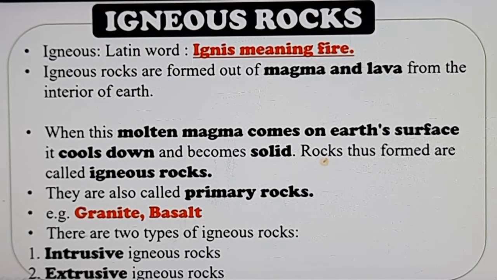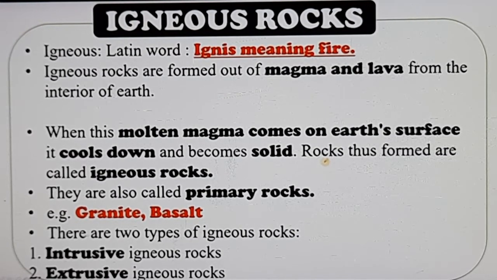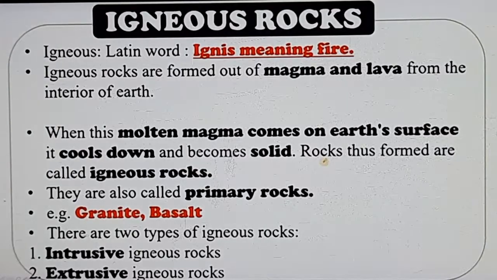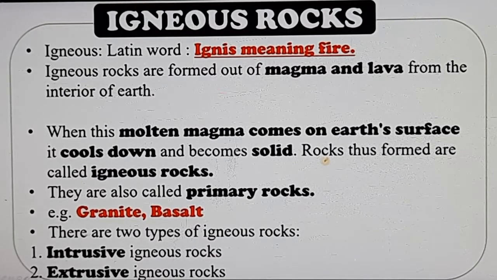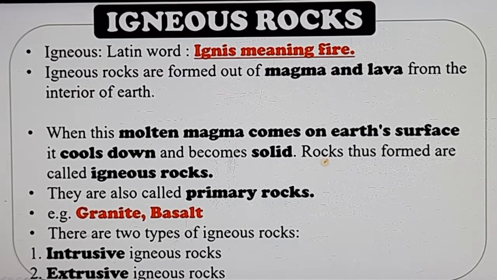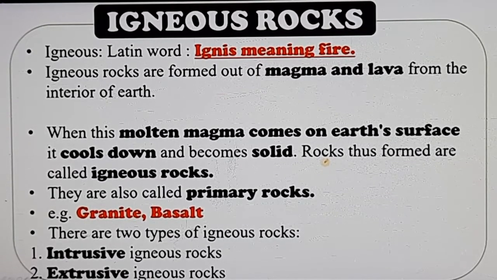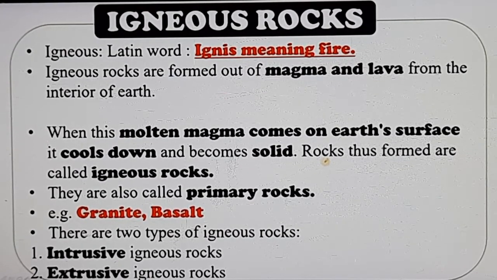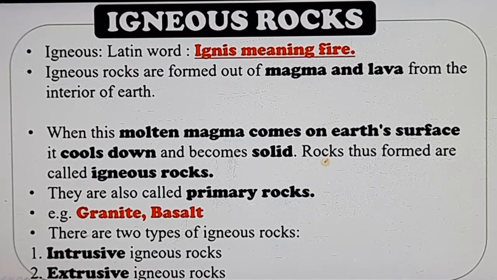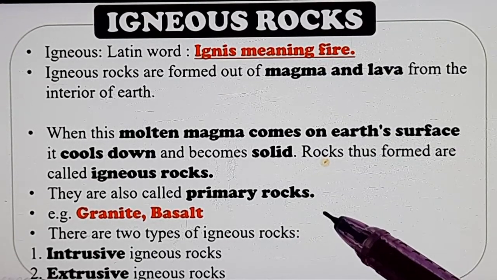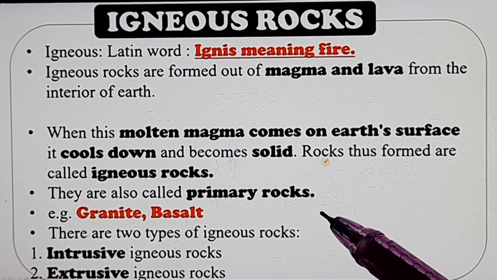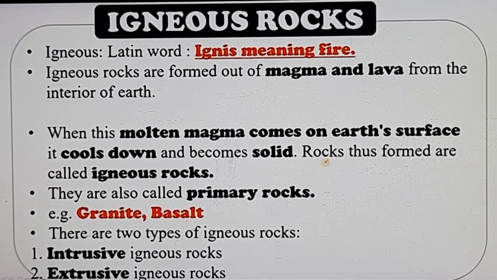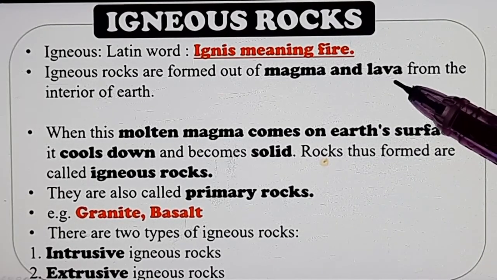The rocks thus formed are called igneous rock. What do you understand by igneous rock? Igneous rock is the kind of rock formed when molten magma comes onto the earth's surface, cools down and becomes solid. They are also called primary rocks. Examples are granite and basalt.